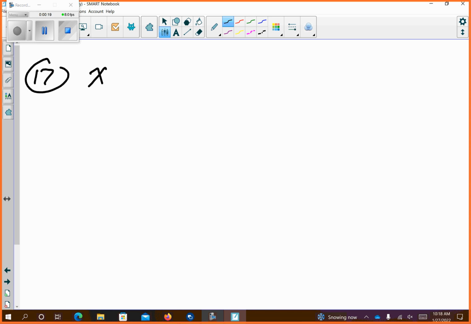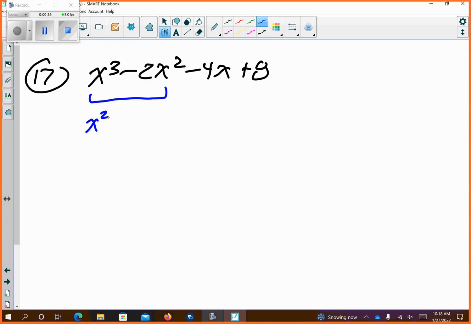Number 17, we have x to the third minus 2x squared minus 4x plus 8. So we have 4 terms. You agree with that? So what I'm going to do is look at these first 2 terms, and it looks like x to the third is xxx, and x squared is xx. So I can factor x squared out, because that's x times x. Then I'm left with, if I factor an x squared out of x to the third, I'm left with x. If I factor an x squared out of negative 2x squared, I'm left with minus 2. Does that seem okay so far?